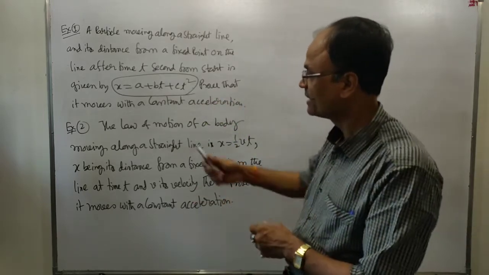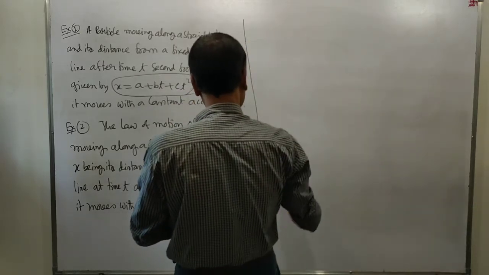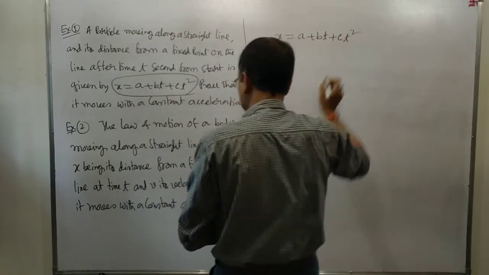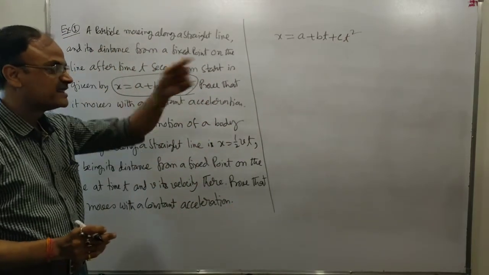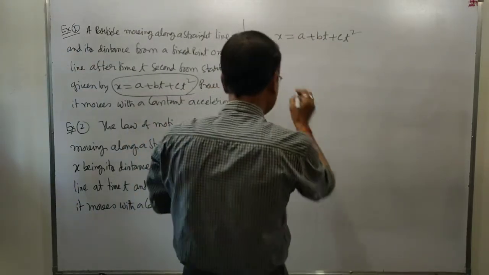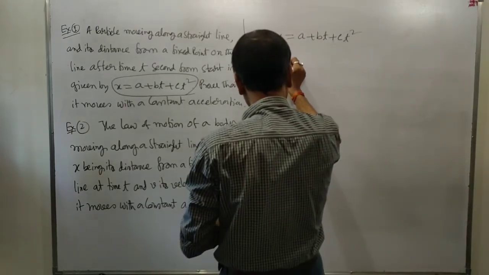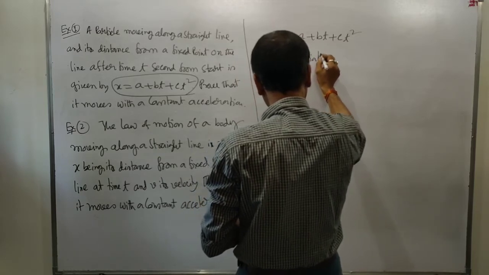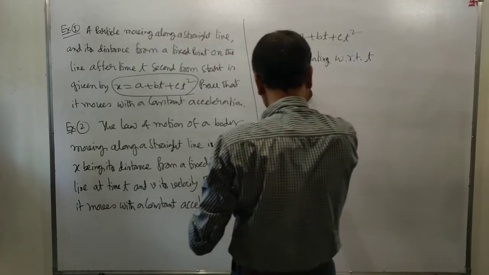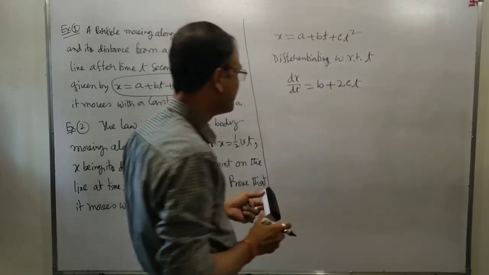It is obvious that A, B and C are constants. The given relation is x equal to A plus BT plus CT square. This is the given condition, the relation between x and t. Differentiating with respect to t, we get dx by dt equal to b plus twice ct. It will be like this.